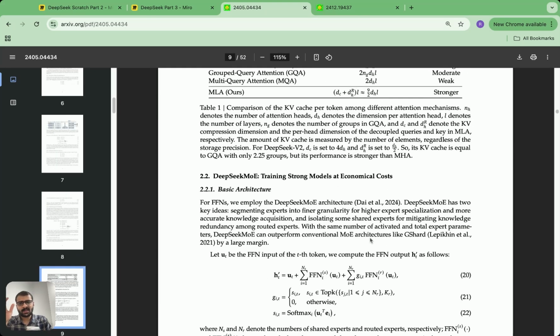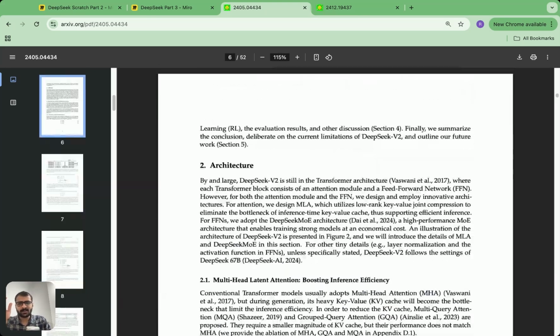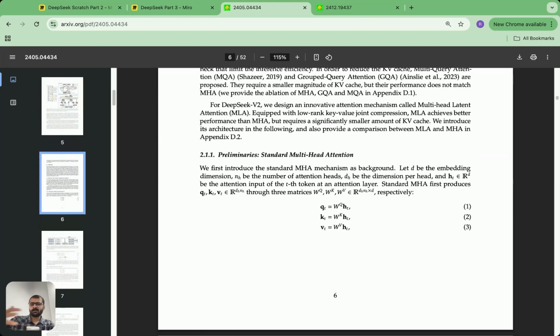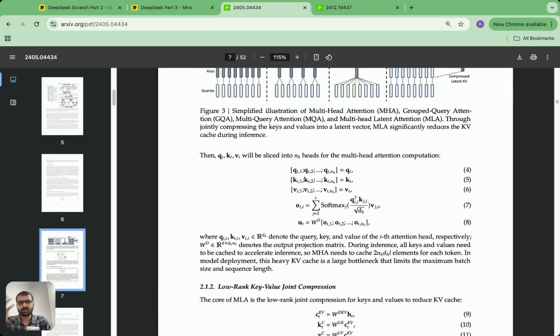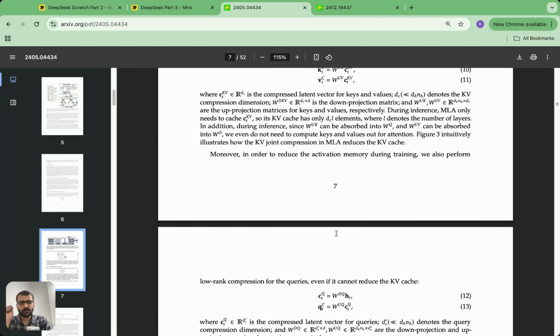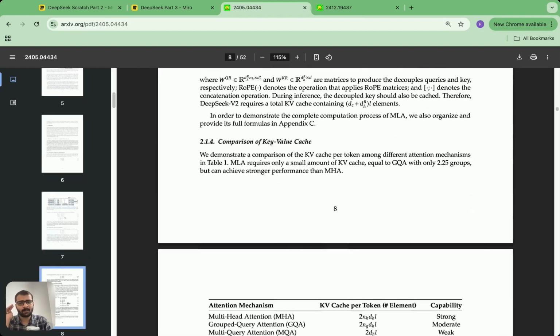When you start reading the DeepSeek paper, the architecture part of it is extremely important, but it's also very difficult for people to just read through it. You need to make notes, and even when you make notes, you need to go deeper into it. I hope this lecture serves as a key facilitator for you to understand everything in the DeepSeek paper.